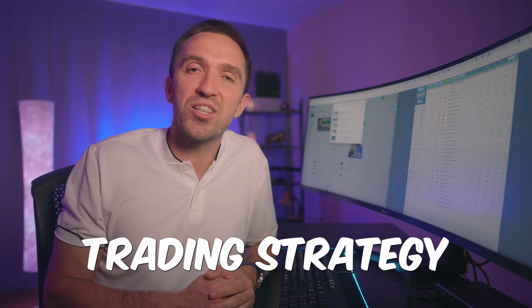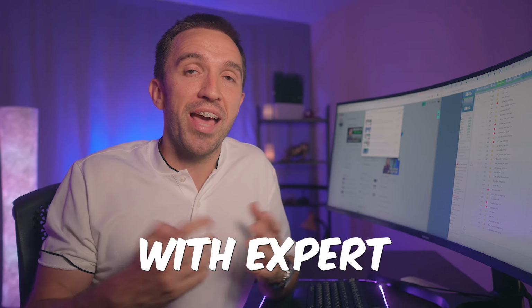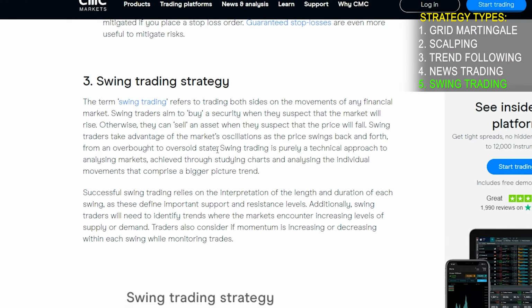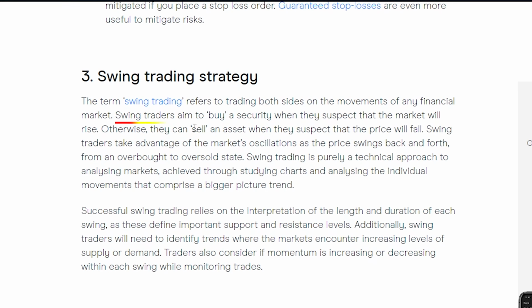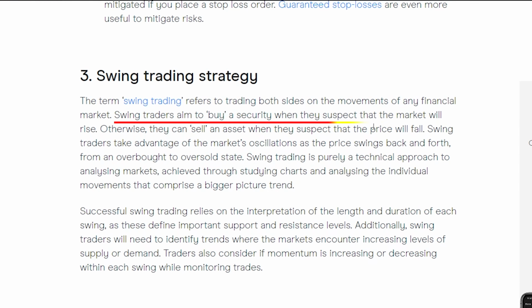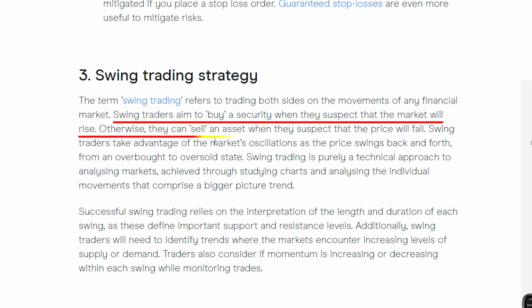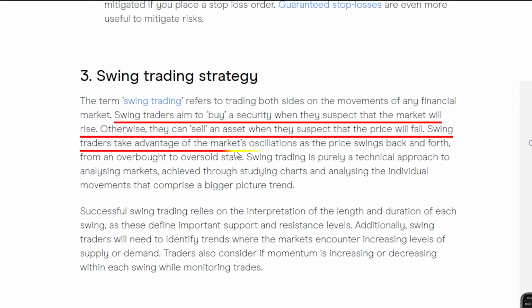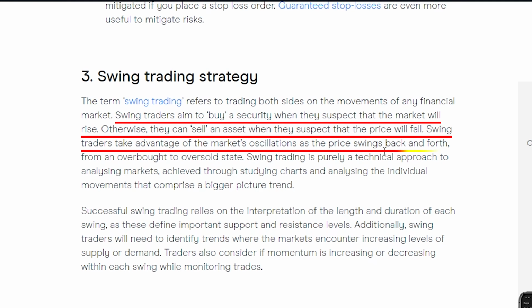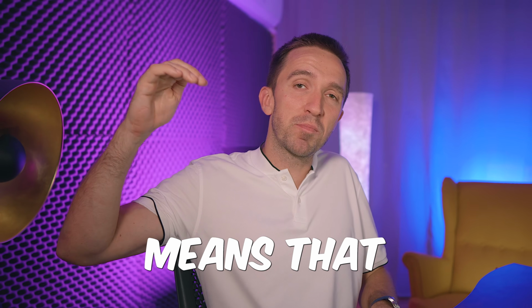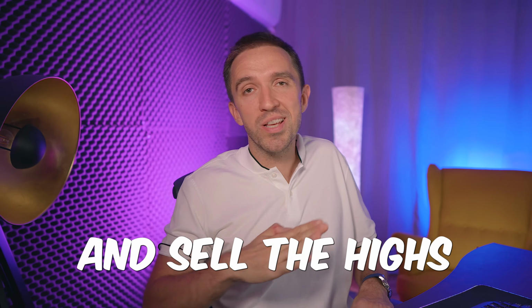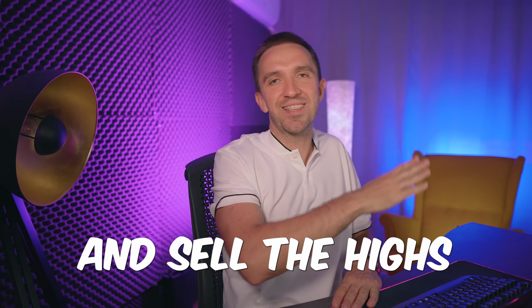And the next trading strategy that you can apply with expert advisors is the swing trading strategy. Based on this article that I found, we can see that swing traders aim to buy a security when they suspect that the market will rise. Otherwise, they can sell an asset when they suspect that the price will fall. Swing traders take advantage of the market's oscillations as the price swings back and forth from an overbought to an oversold state. Or if I have to say it in very simple words, swing trading means that we want to buy the lows and sell the highs.